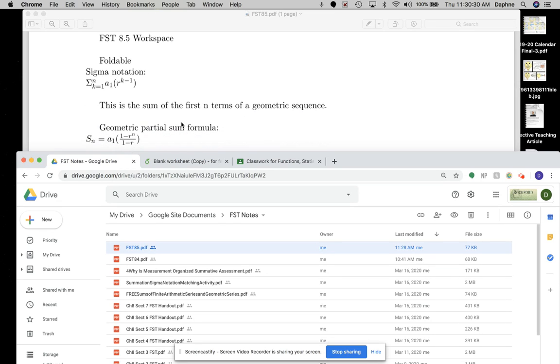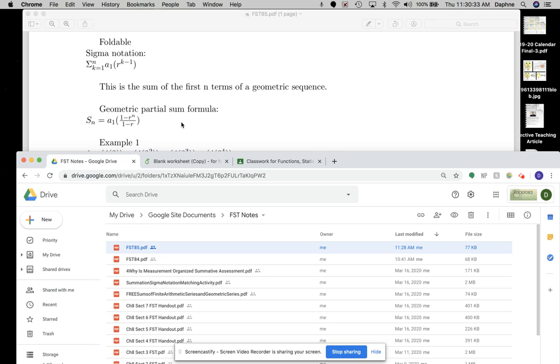So this is for 8.5. In your foldable, this will be on the only two boxes that we have left. Sigma notation is what goes on that flap on the outside. The geometric series is what goes on the outside of that flap, and same thing with arithmetic series on the previous flap that we did and I forgot to tell you about. On the inside, sigma notation is the mirror image of the arithmetic one. So sigma notation goes on the outside panel, the part of the flap, and on the inside one that just stays put is the partial sum formula.